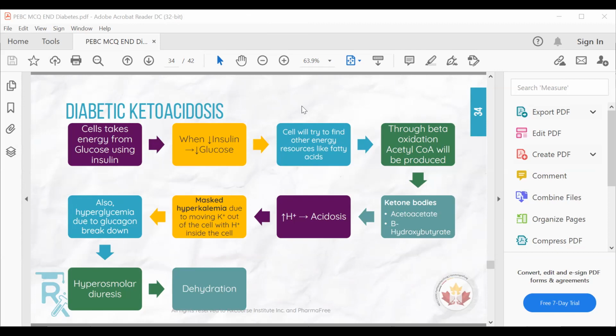Sorry, the question came late, but my question in dawn phenomenon: we don't increase the insulin before bedtime to avoid the hyperglycemia in the morning?